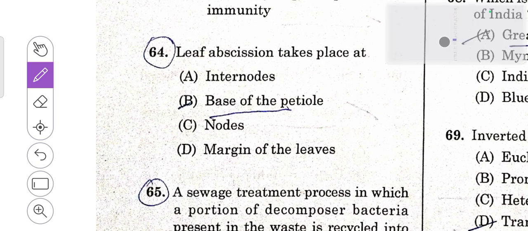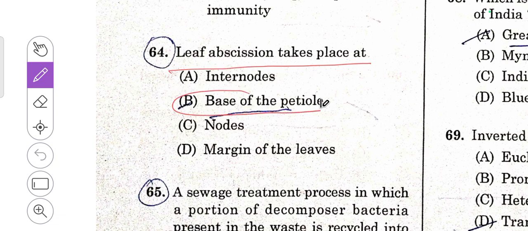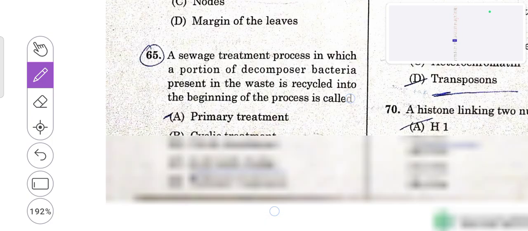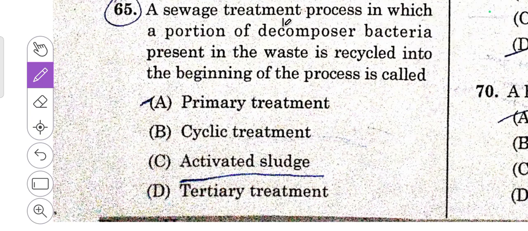64th, leaf abscission takes place at. Leaf abscission, that is removal or withering of the leaf. This leaf abscission takes place at the base of the petiole. So B is the right answer. Then 65th question, a sewage treatment process in which a portion of decomposer bacteria present in the waste is recycled into the beginning of the process is called the activated sludge.